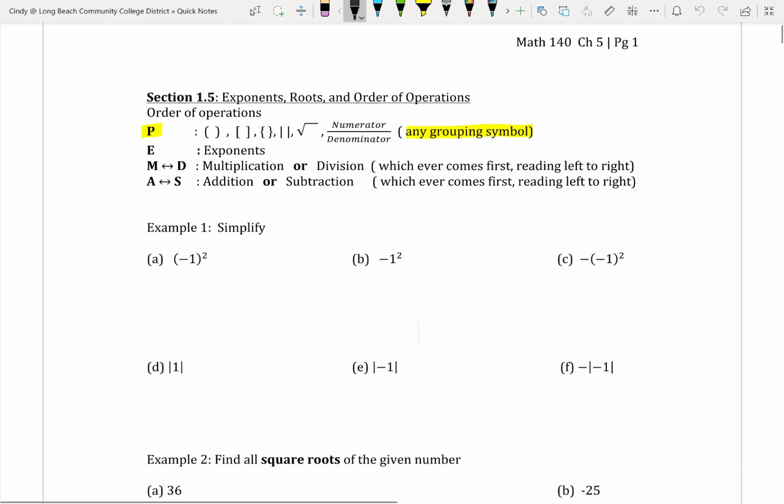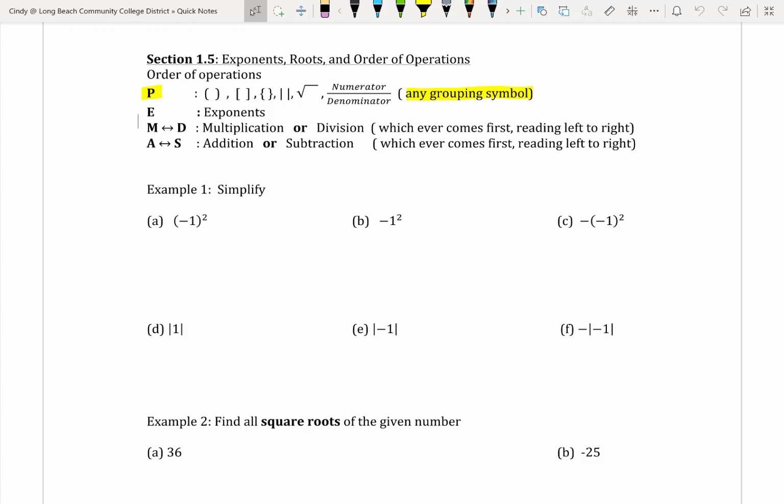So for example, and you can plug these into your calculator, but (-1) squared. Hopefully, we remember that this is really -1 times -1. So it's a negative times a negative, which gives us a +1 as our final answer. Versus over here, the square only belongs to the 1.